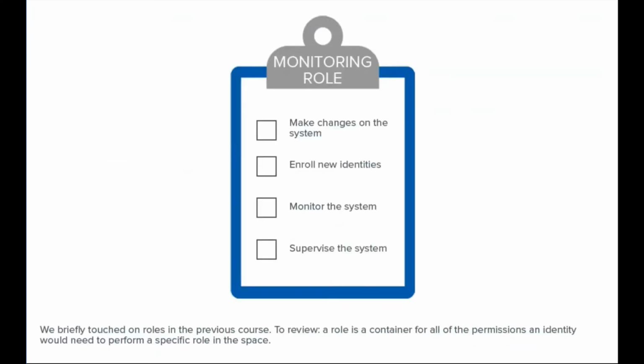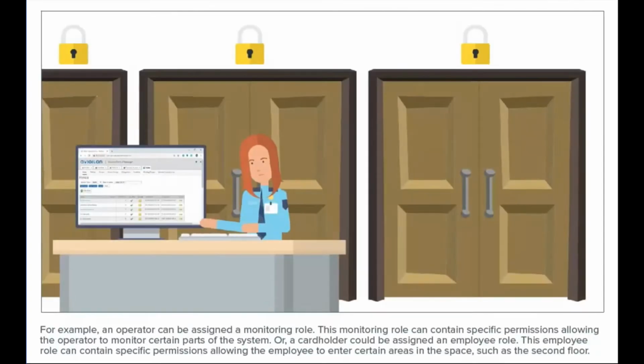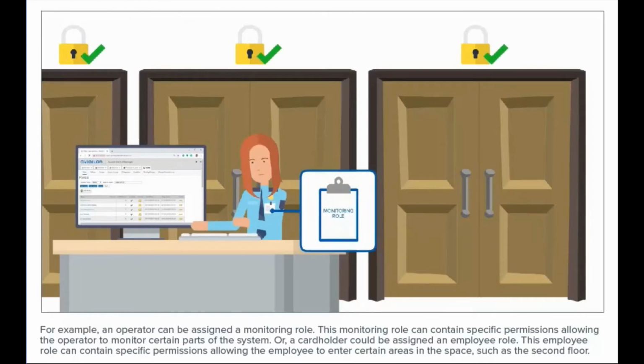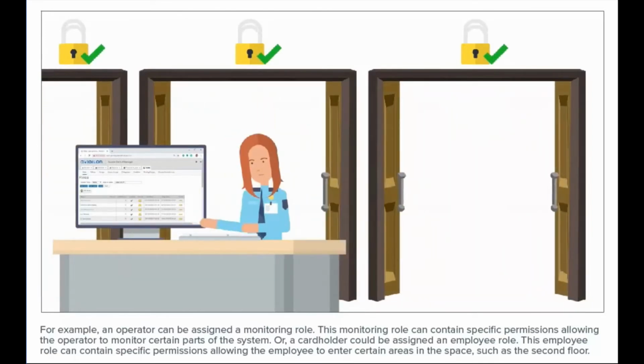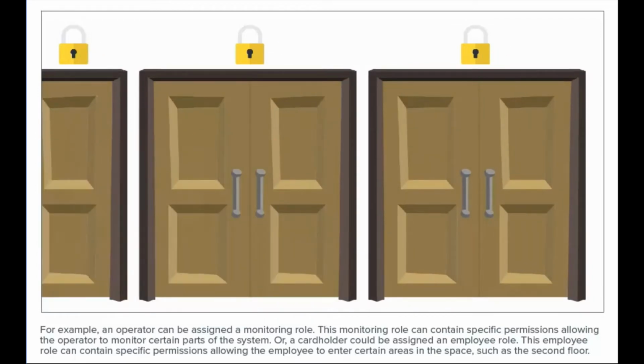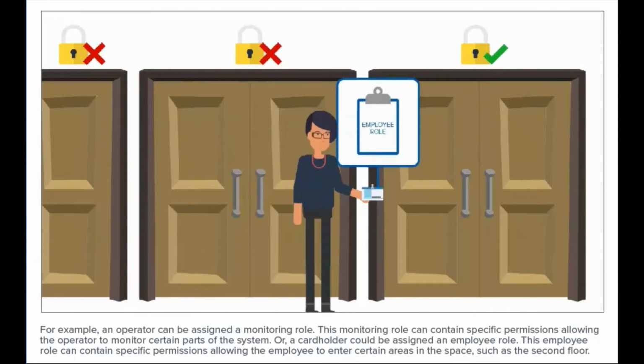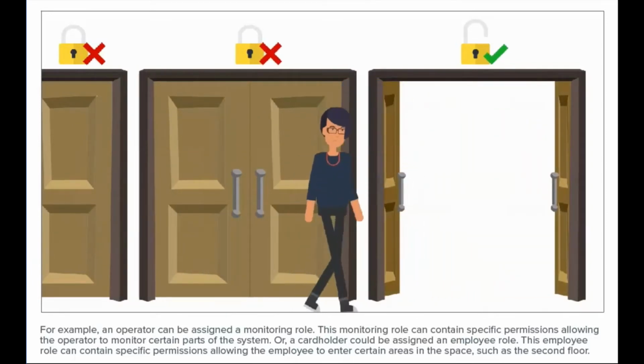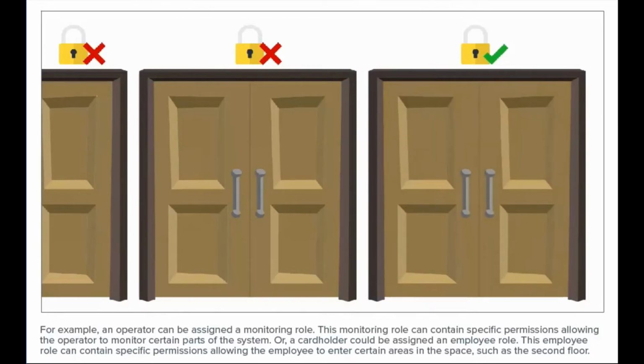We briefly touched on roles in the previous course. To review, a role is a container for all of the permissions an identity would need to perform a specific role in the space. For example, an operator can be assigned a monitoring role. This monitoring role can contain specific permissions allowing the operator to monitor certain parts of the system. Or, a cardholder can be assigned an employee role. This employee role can contain specific permissions allowing the employee to enter certain areas in the space, such as the second floor.